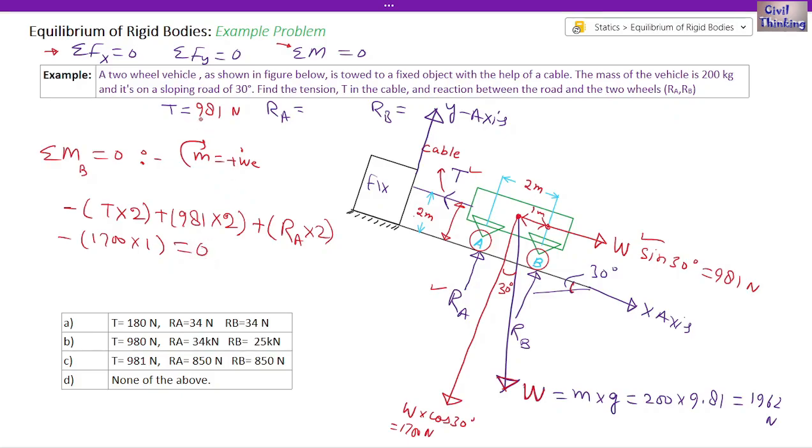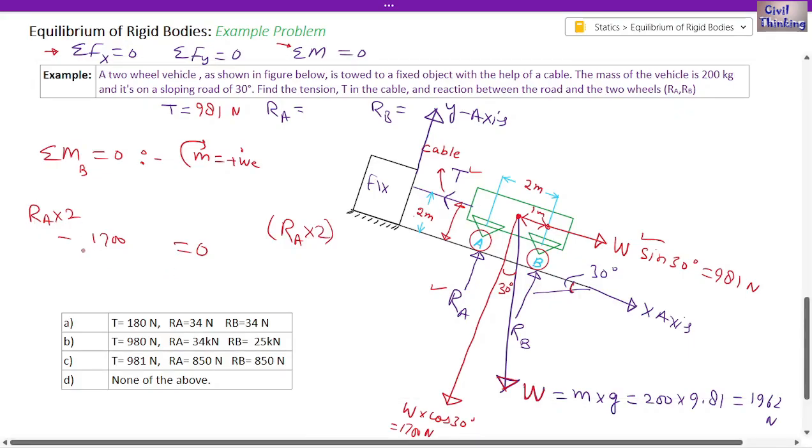Now T is 981, so I will put 981 here. RA, we have to find this value. Let me use the calculator to find these values. Negative 981 multiplied by 2 and plus 981 multiplied by 2 will cancel out each other, because this is a positive term and the same but negative term. So let me simplify it. We are left with RA multiplied by 2 minus 1700 multiplied by 1. Now 1700 multiplied by 1 is 1700, and it is equal to 0.